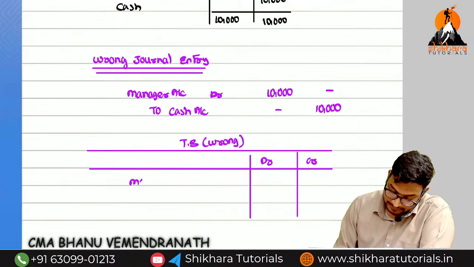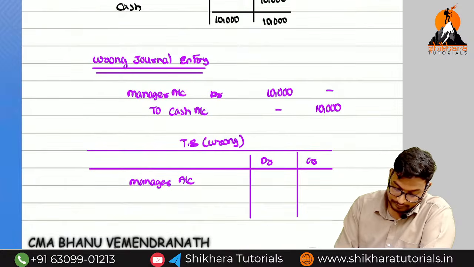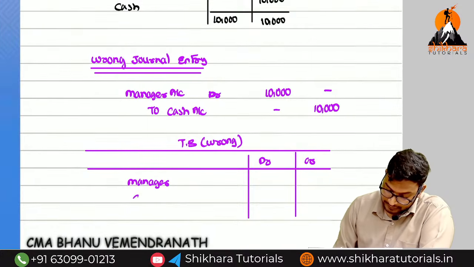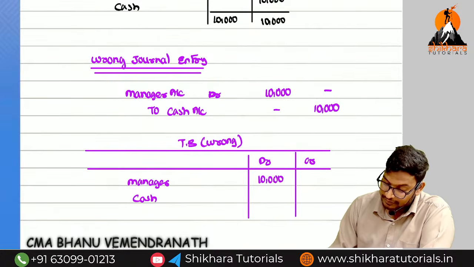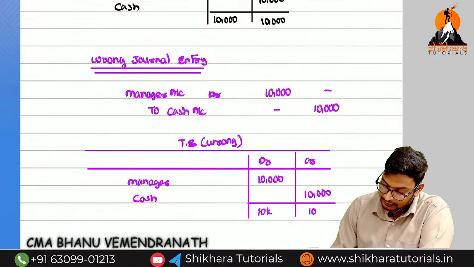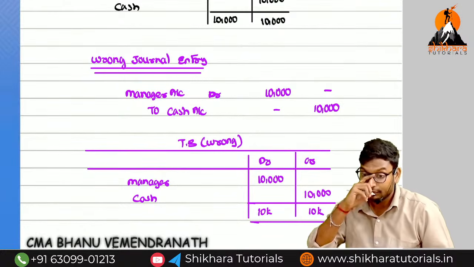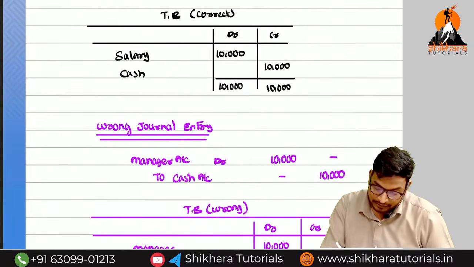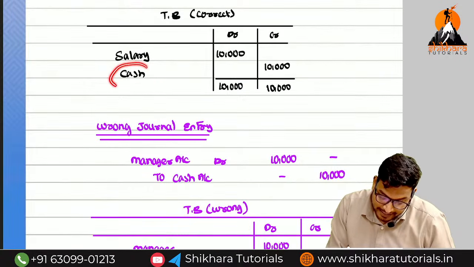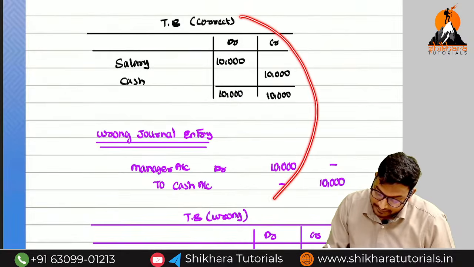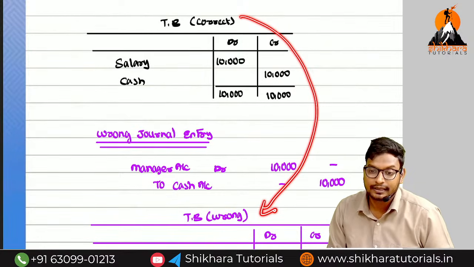So manager, and next one? Cash. Manager 10,000 on the debit side, cash 10,000 on the credit side. So what is the total? 10,000 and 10,000. Now we have to compare the correct one and the wrong one. So see here, if you observe the scenario, we have to compare the correct with the wrong.